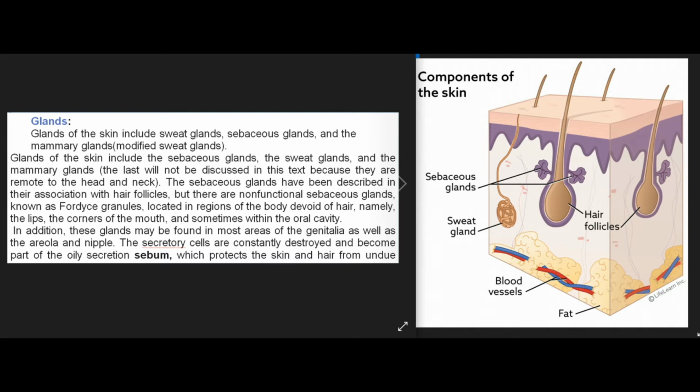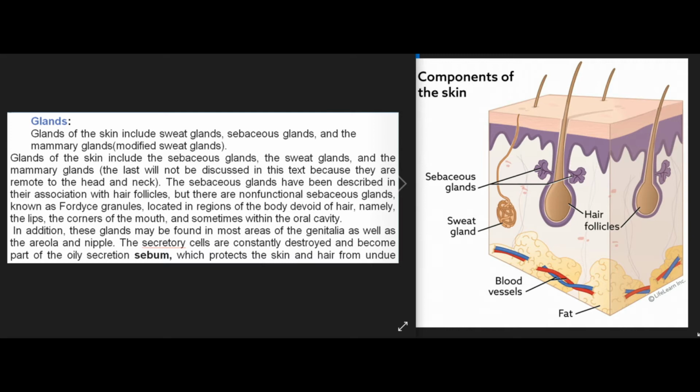Glands of the skin include the sebaceous glands, the sweat glands, and the mammary glands. The last will not be discussed in this text because they are remote to the head and neck. The sebaceous glands have been described in their association with hair follicles, but there are non-functional sebaceous glands, known as Fordyce granules, located in regions of the body devoid of hair, namely, the lips, the corners of the mouth, and sometimes within the oral cavity. In addition, these glands may be found in most areas of the genitalia as well as the areola and nipple.